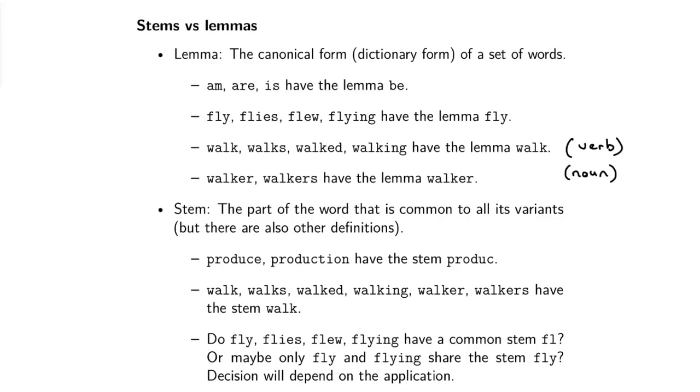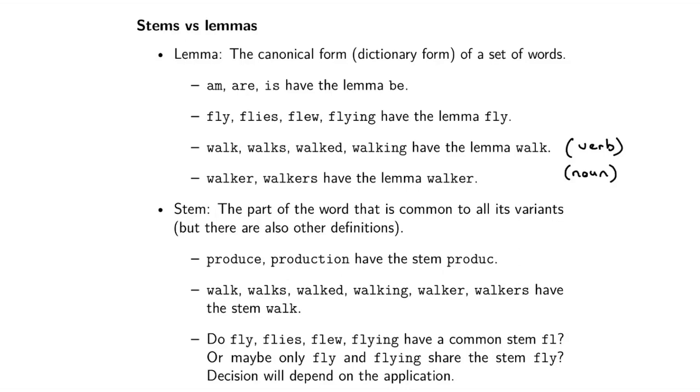Stems are the part of the word that is common to all its variants. Okay, so this is different from a morphological stem. Just put that on hold for a second. Here we're talking about just the stem of a word, and this is the part of the word that's common to all its variants. So for instance, produce, production have the stem product. Walk, walks, walked, walking, walker, walks have the stem walk. It's the characters that are common to all of them.